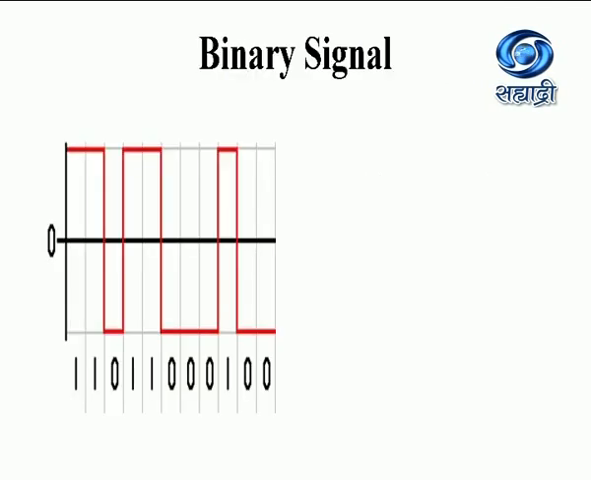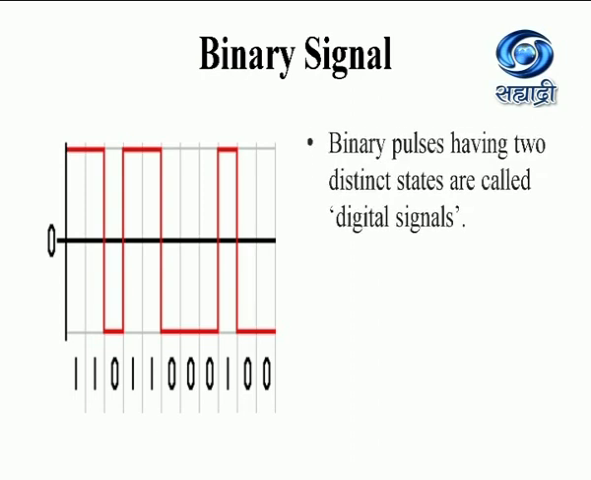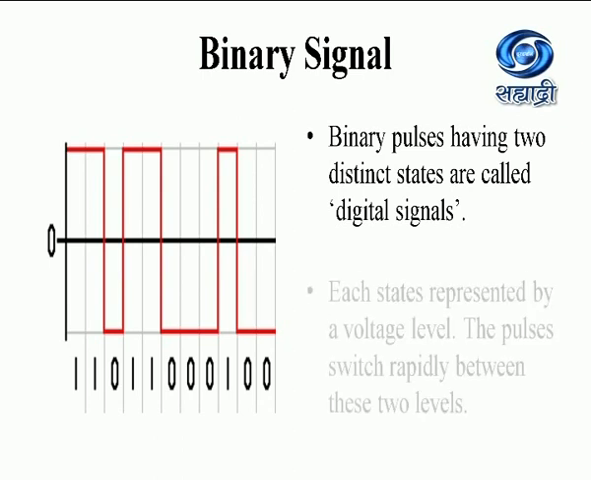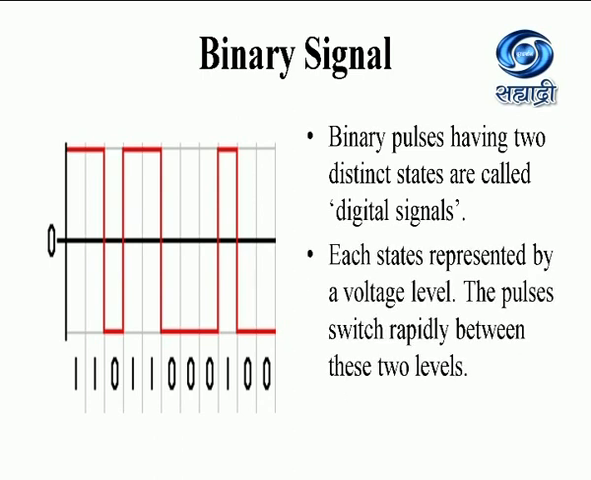What do you mean by binary signals? Basically this is the pulse of 0 and 1. You can say the stream of 0101. The binary pulses having two distinct states are called digital signals. It has two states, each state represented by a voltage level, and the pulses switch rapidly between these two levels. Here binary 0 represents 0 volt and binary 1 represents plus 5 volt.